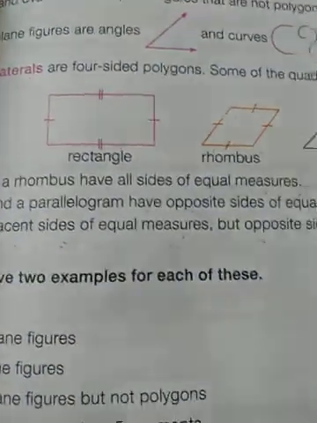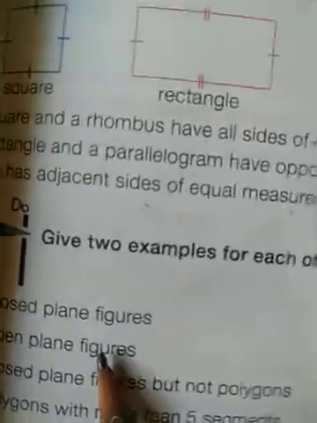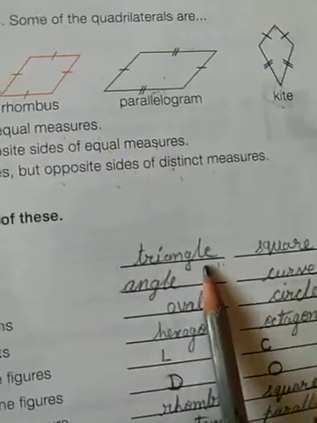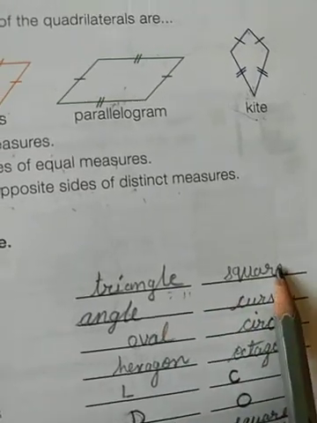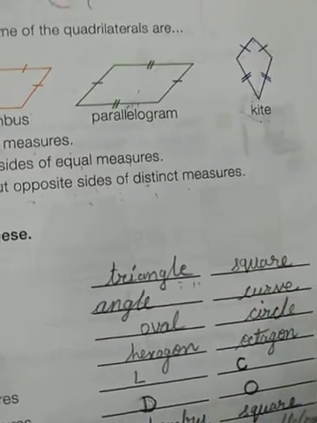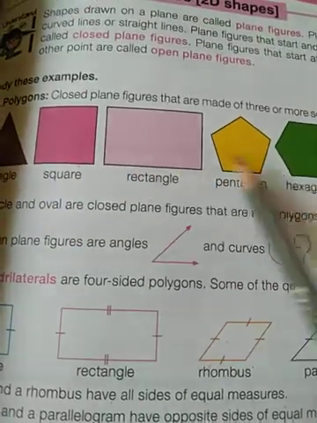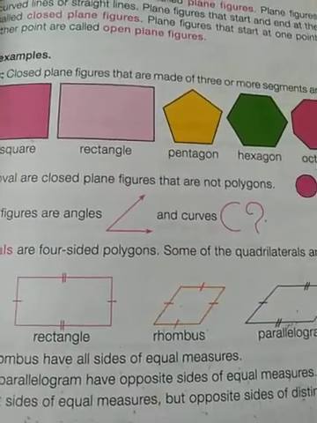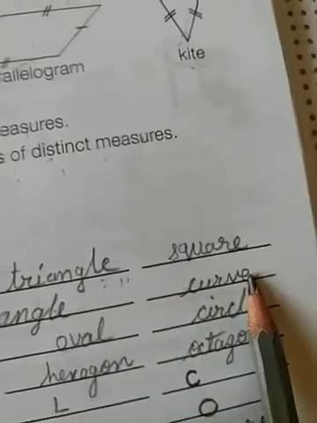Okay, next, give 2 examples for each of these. Now here are a few exercises we have to solve, children. Closed plane figure. We have to write names of figures which have a closed plane. Triangle, square. You can write other names also. So many are closed figures. I have written triangle and square. Next, open plane figure. Open plane figure means angle and curve.